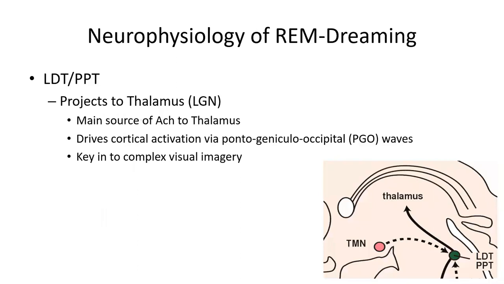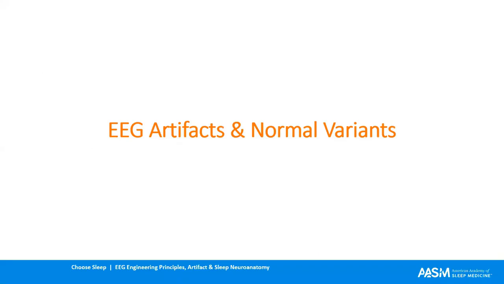Okay, so we obviously dream during REM, so how does this occur? This group of neurons, the laterodorsal tegmental and pedunculopontine nuclei, project to the thalamus up through the lateral geniculate nucleus, and it's really the main source of acetylcholine to the thalamus. This is what drives those ponto-geniculo-occipital waves and are key to the complex visual imagery that we experience during dream mentation.